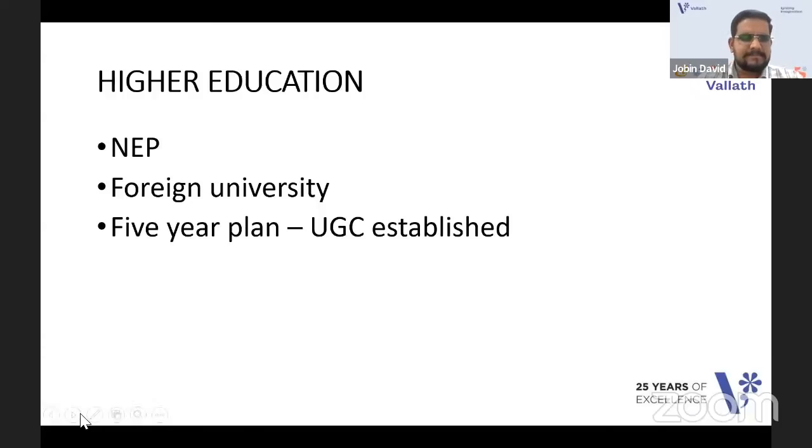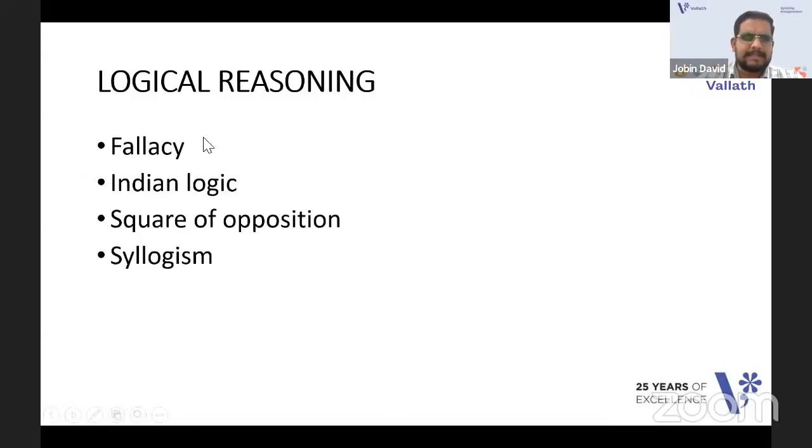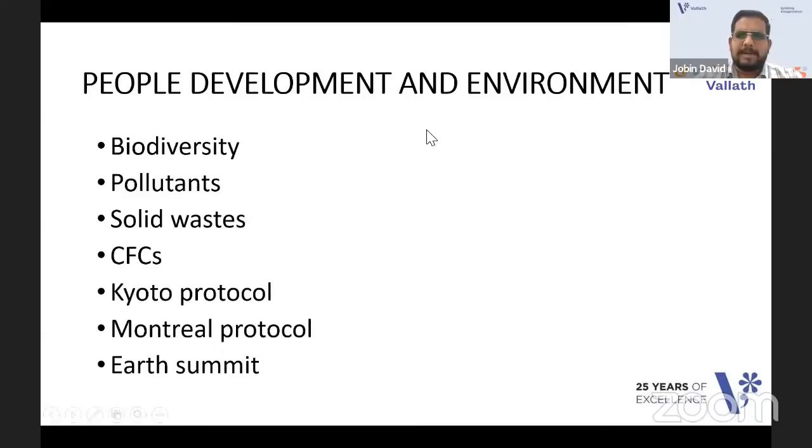Then coming to the logical reasoning part, they had some part with Indian logic. The terms were not familiar to them. They didn't ask any pramanas, anumanas and all. Last time also they asked a different question. Syllogism was there, fallacy also was there, square of opposition was there. Logical reasoning and people development is where the students find it difficult. New terms were there again, but some of the terms were very familiar ones.